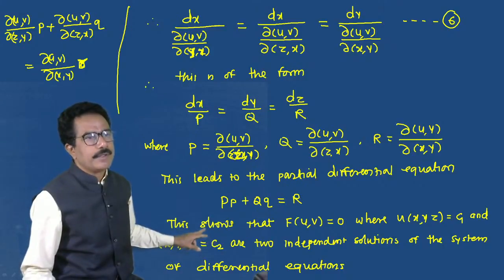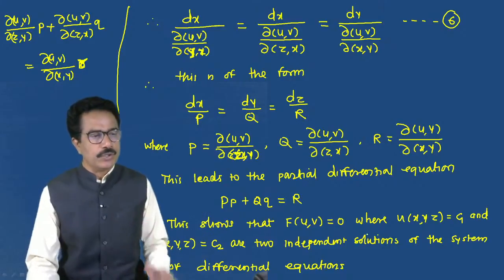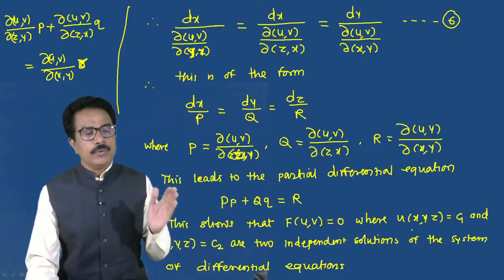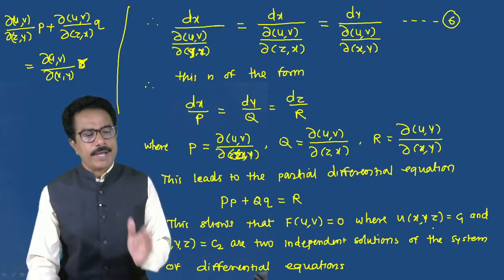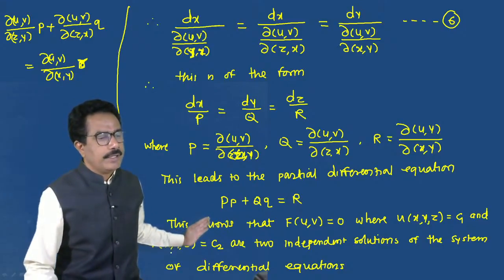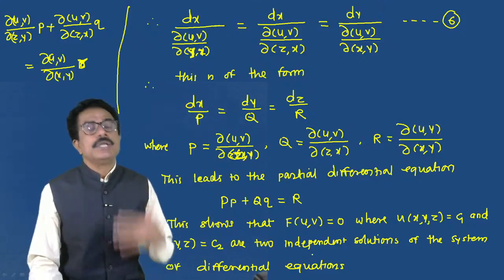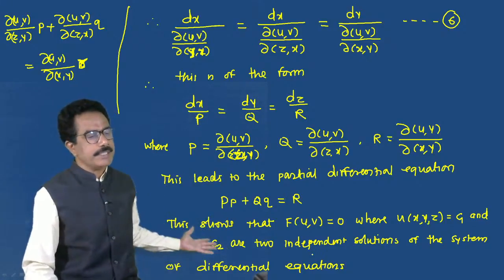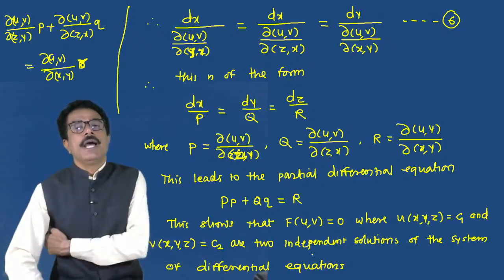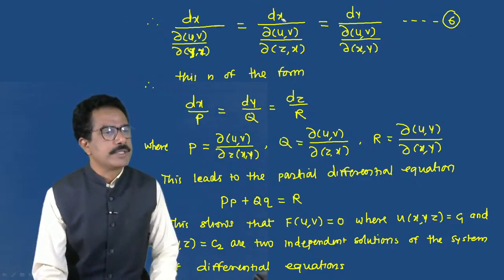that f(u,v) = 0, where u(x,y,z) = c1 and v(x,y,z) = c2, are two independent solutions of the linear differential equation. And hence proved. In this way the proof is completed. So you must know this.